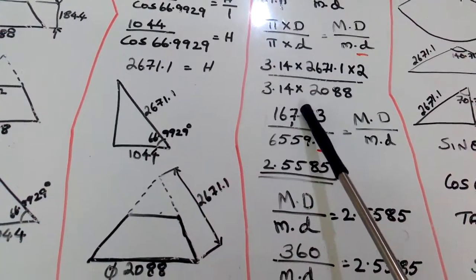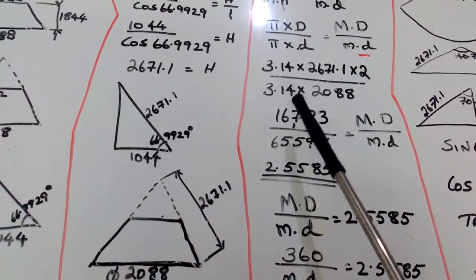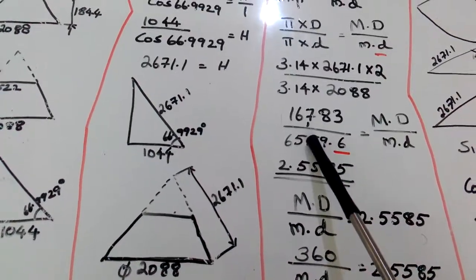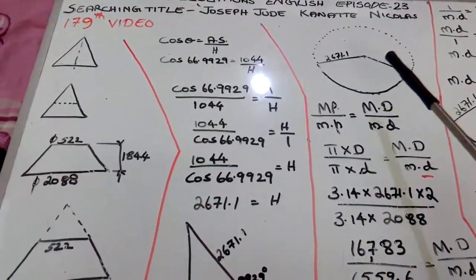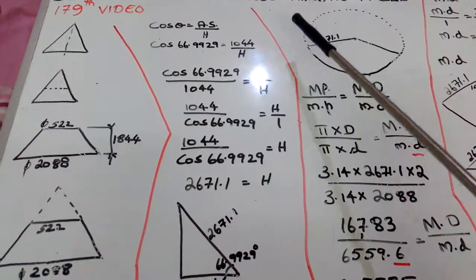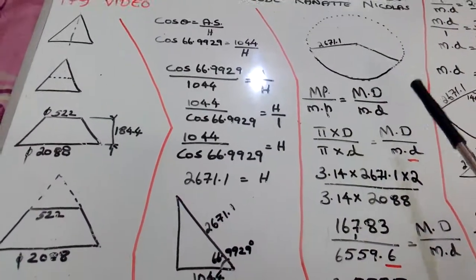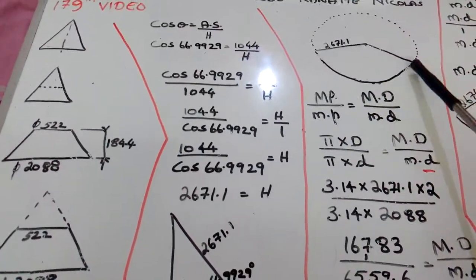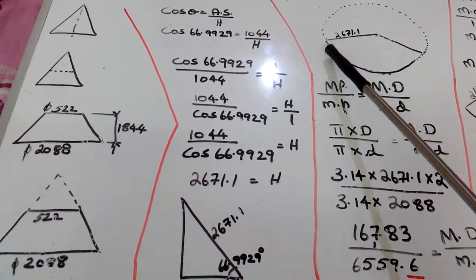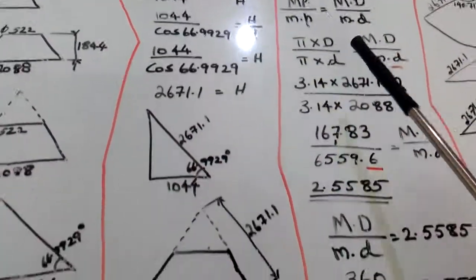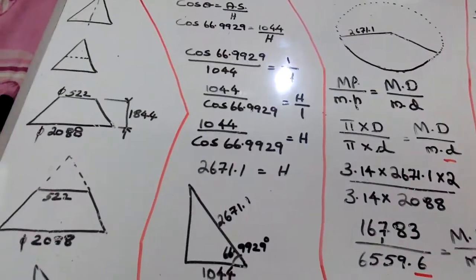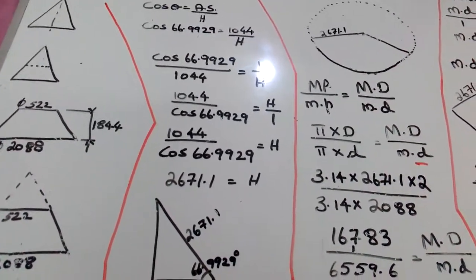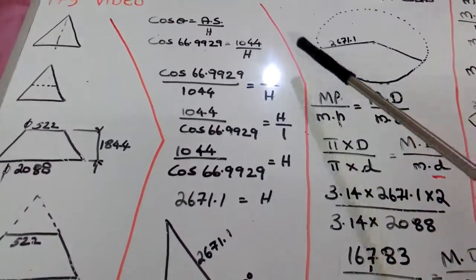This big perimeter will be approximately 2.5 times bigger than this small perimeter. This kind of 2.5585 times bigger perimeter has to be drawn for making this kind of one perimeter.